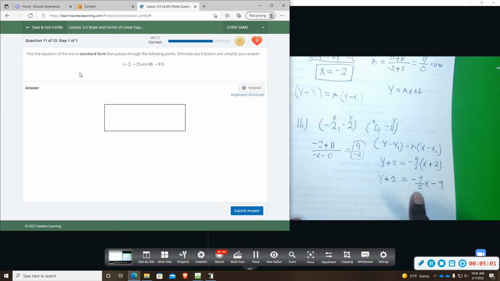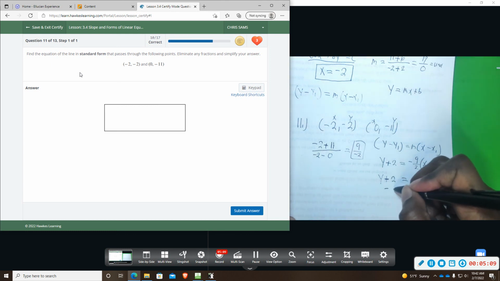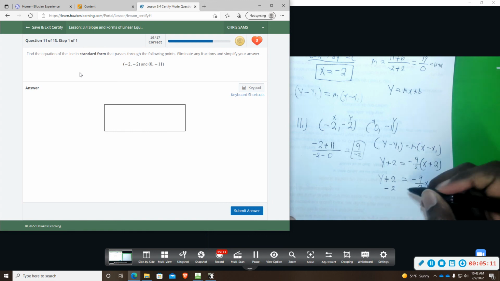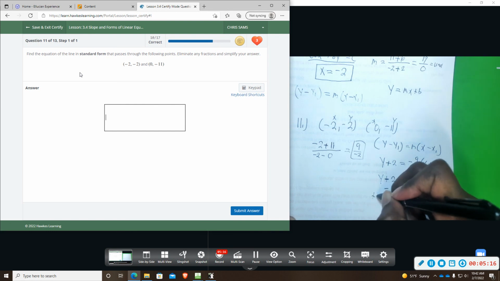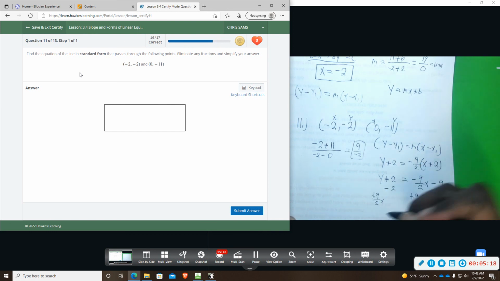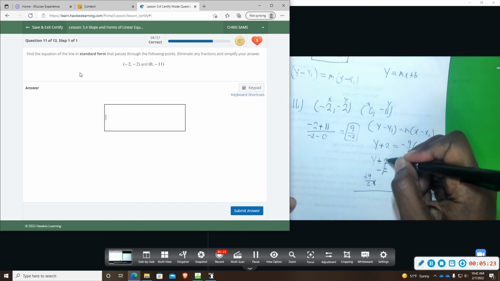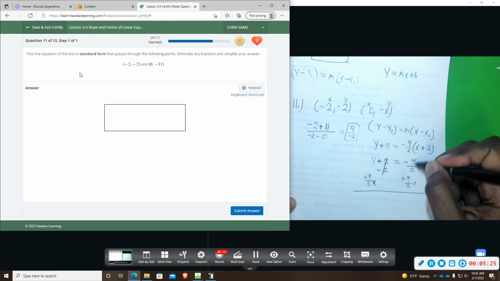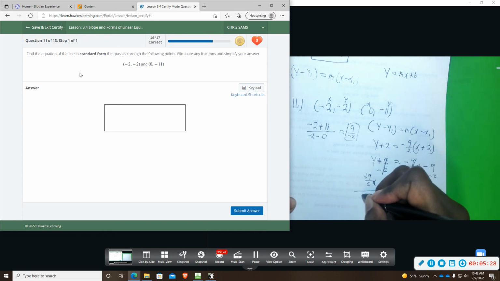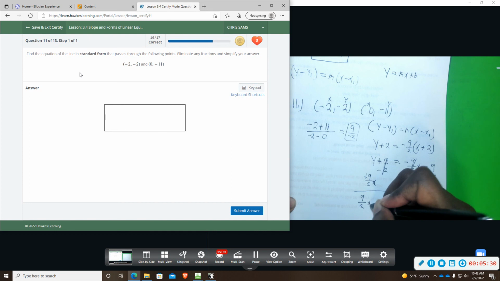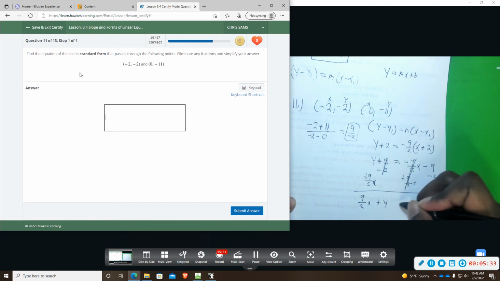All right, and we want it in standard form. So I have to move the x term over. I have to move the number over. So I'm going to be subtracting 2 on both sides and then adding 9 over 2 x to both sides. All right, so the 2's cancel. The 9 over 2 x will cancel, and over here I will have a positive 9 over 2 x plus y equals, this will be a negative 11.